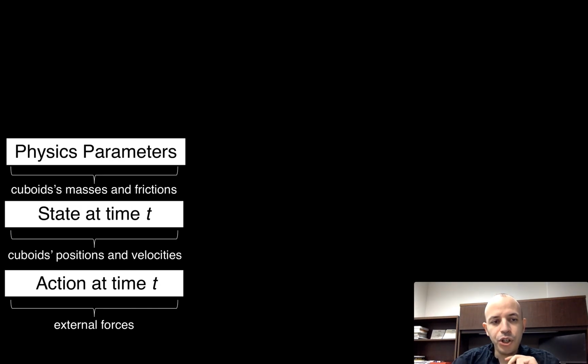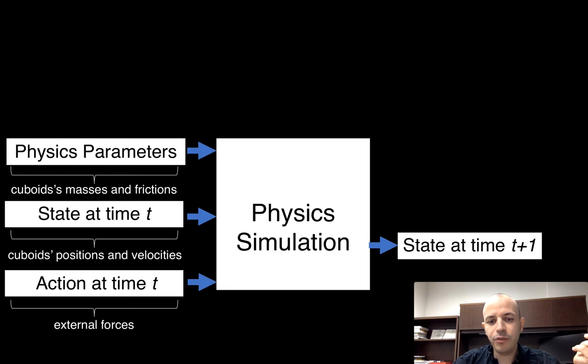So if you look into a traditional physics engine, what you have on the left side as an input is the state at time t, which is the position and velocity of each cuboid. You have the action that is applied on the cuboids. This is the external force, or the force that's being applied by the robot, and gravity also. And we have also physics parameters, which are the masses and frictions of each cuboid. You give this to the physics simulator, and at the output you get the state at time t plus 1.